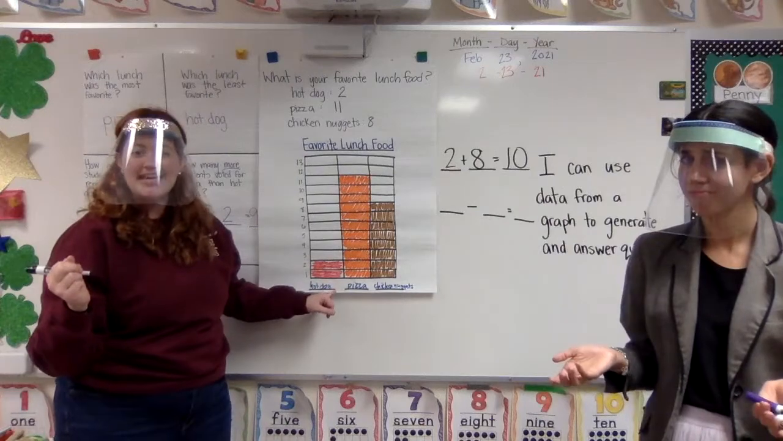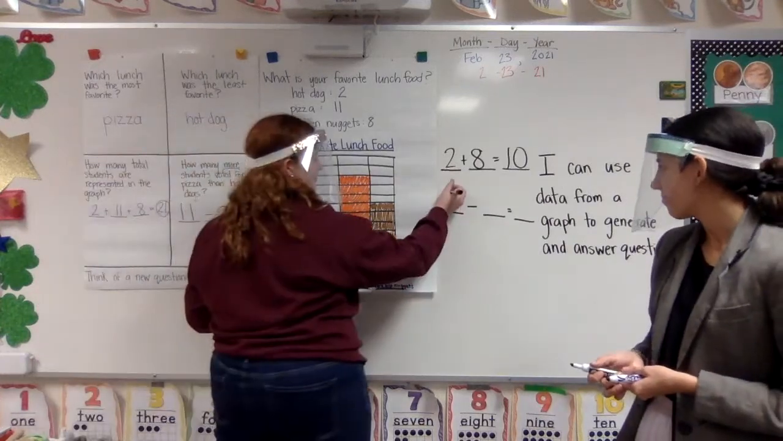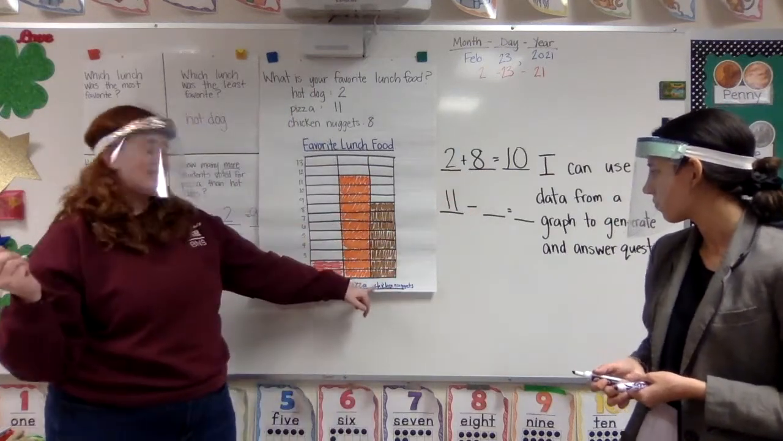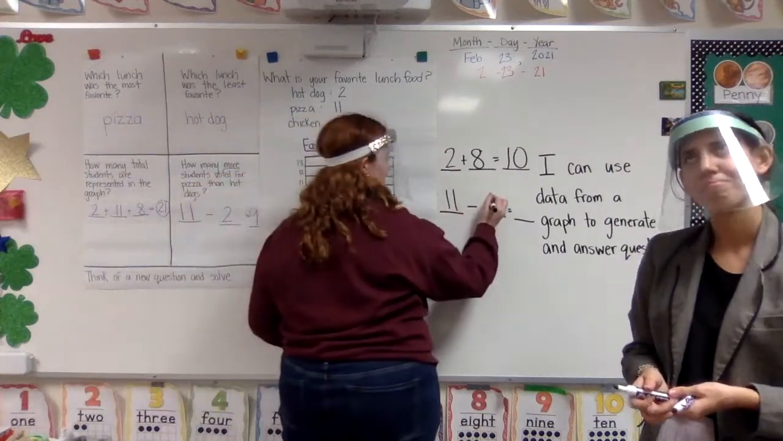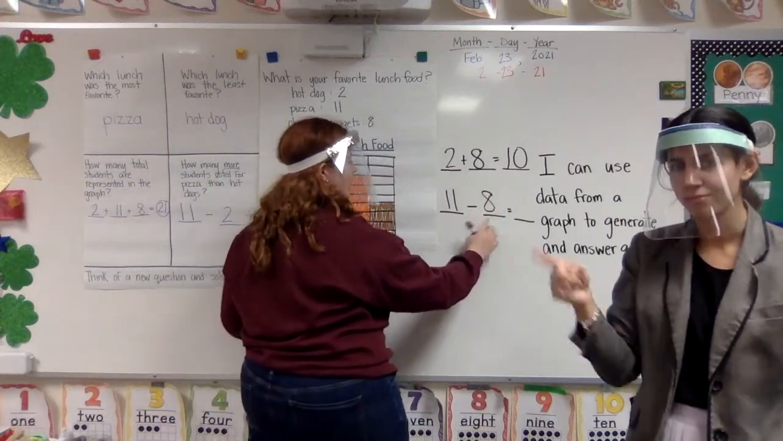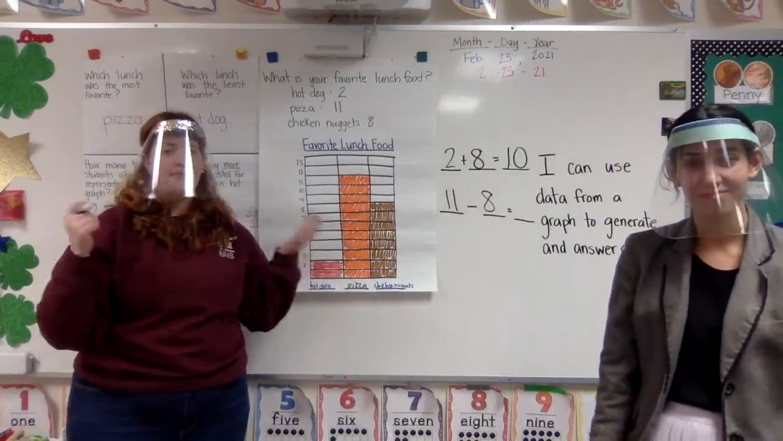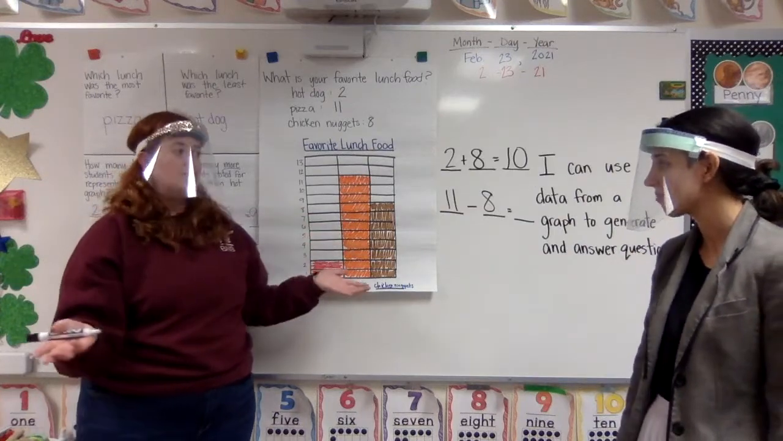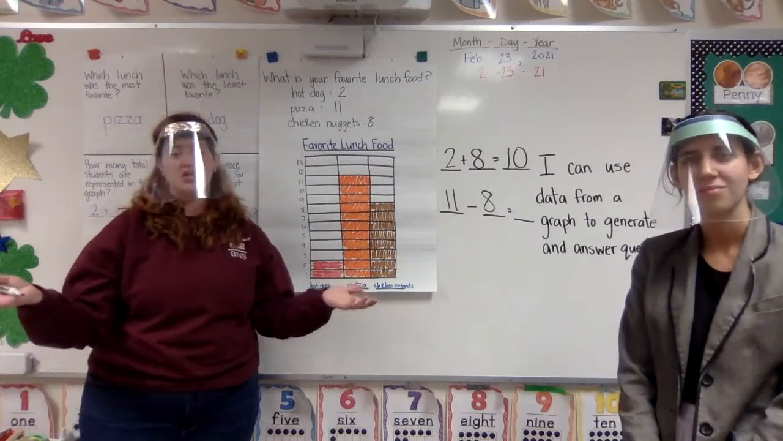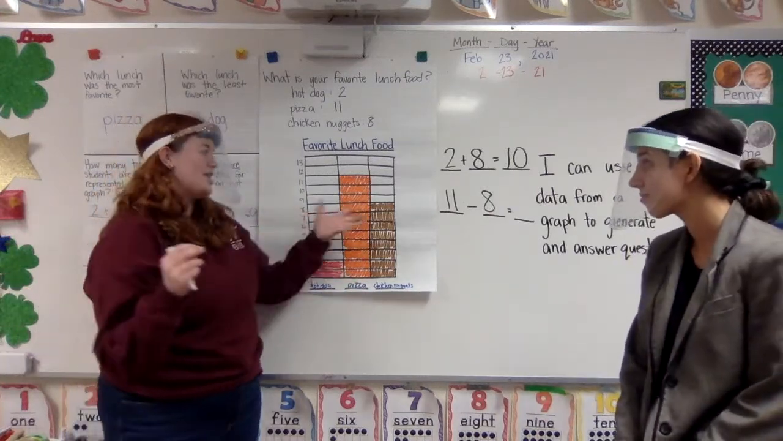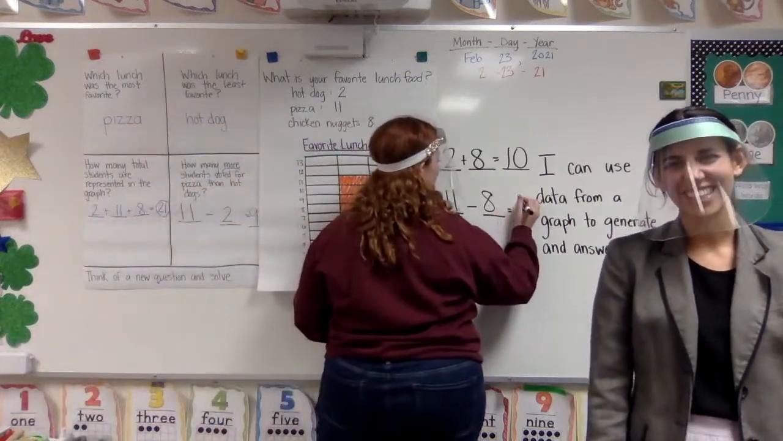Well, if I look at my data on my graph, here's pizza. I come up, oh, it has 11 votes. Minus, I need to take away my chicken nugget votes, and I had 8 chicken nuggets. So I have 11 minus 8, and I'm looking for my total. That's going to tell me how many more. Well, I can use some of those subtraction strategies, like counting backwards, taking away. Sometimes I might just know the answer. Well, guess what, Miss Lestico? I know that 11 minus 8 is 3. So I'm going to fill it in right here.